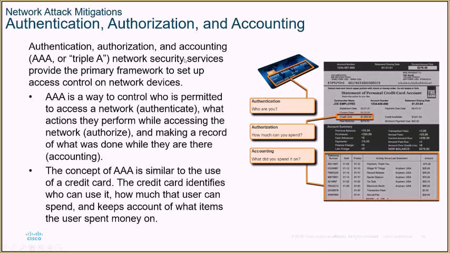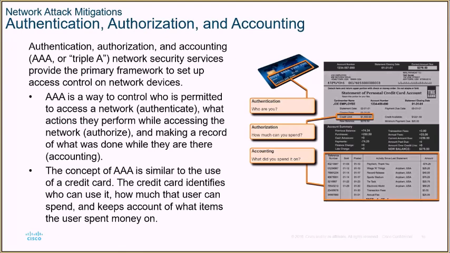All right, so as I said, AAA is authentication, authorization, and accounting. Network security services provide the primary framework to set up access control on network devices. It's a way to control who is permitted, which is authentication, what actions they can perform, which is authorization, and making a record of what was done while they were there. And so that's the accounting.